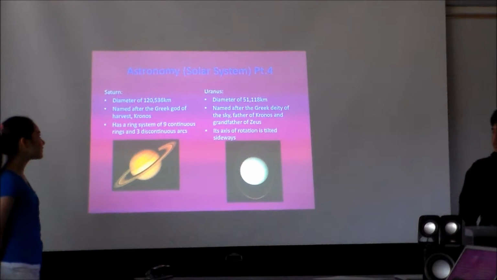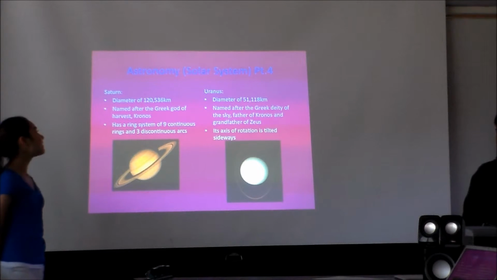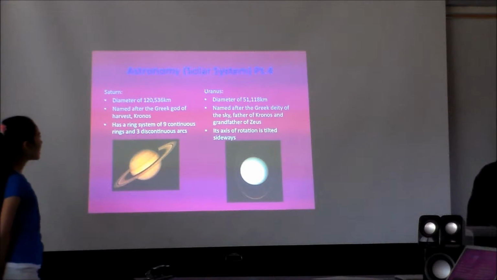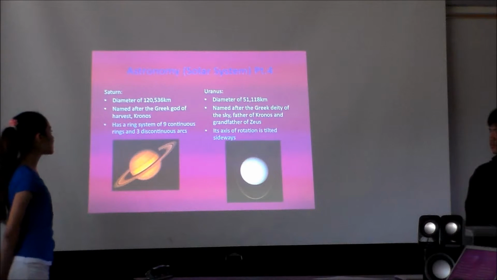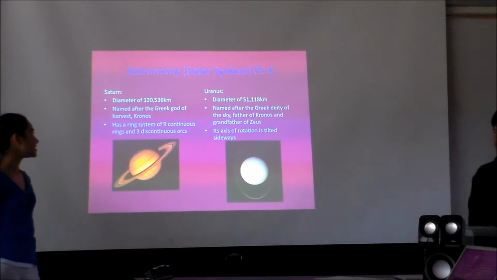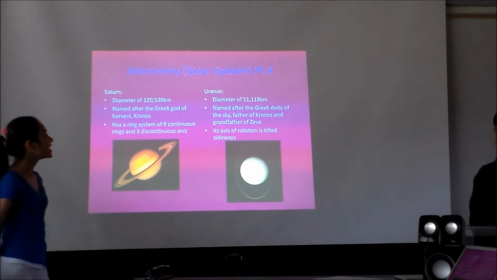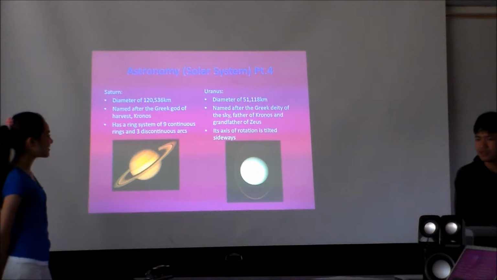Saturn has a diameter of 120,536 kilometers. It's named after the Greek god of harvest, Kronos, and has a ring system of 9 continuous rings and 3 discontinuous arcs.